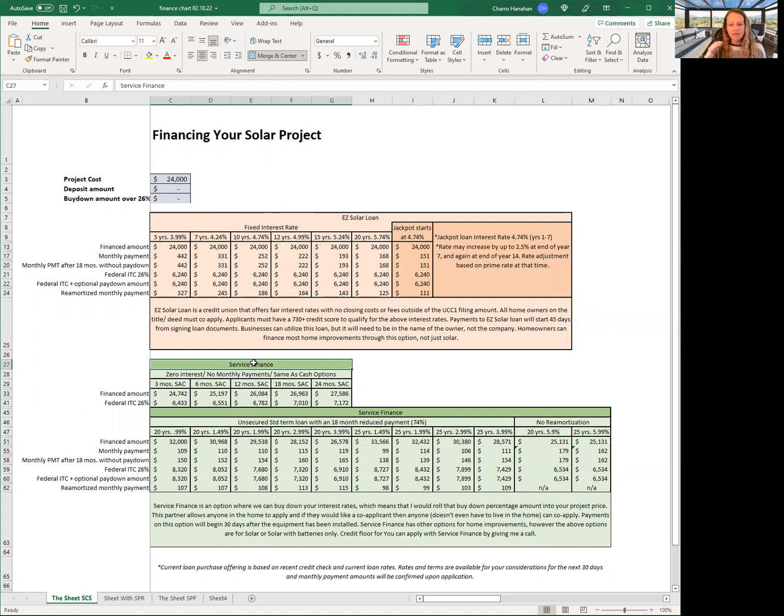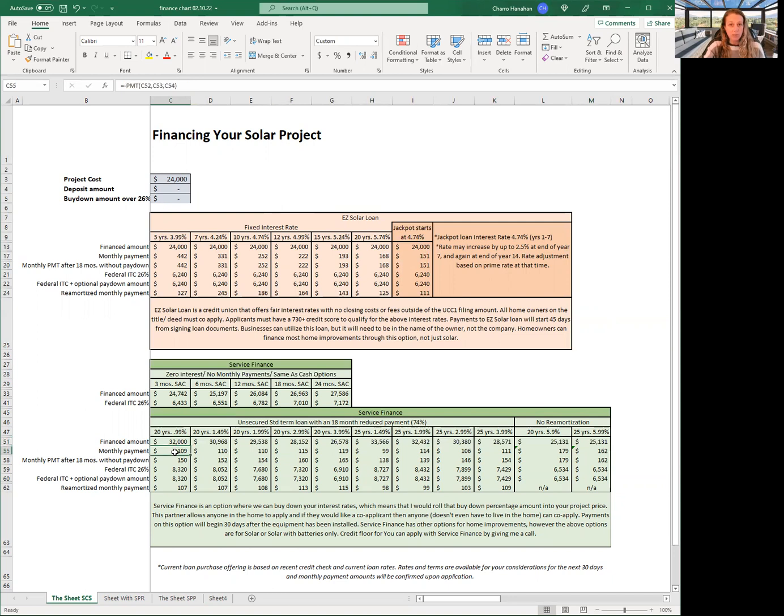So they have same as cash options here. And then they have fixed interest rates here with the option to rewrite one time for free. And this is the option that there is no rewrite. So if you want to pocket those tax credits, this would probably be the better option. Notice how the financed amount varies depending on how low you want the interest rate to be. So this is the amount financed.